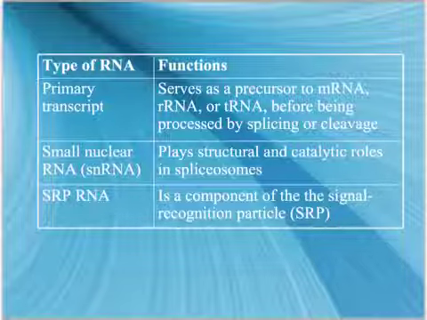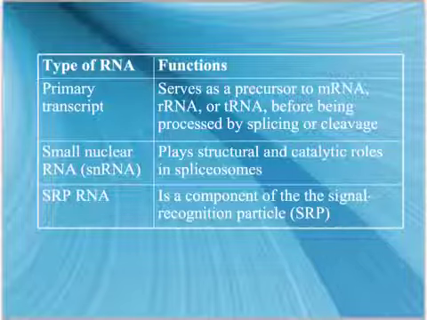snRNA, also small nuclear RNA, is the same thing. It is a eukaryotic-only RNA molecule. It's found only in the nucleus, and it plays a structural and catalytic role in spliceosomes. Basically, it's for processing pre-mRNA molecules. Also, it plays a role in the processing of pre-rRNA and pre-tRNA.